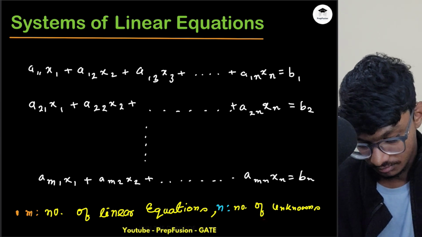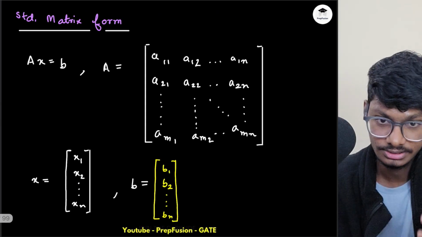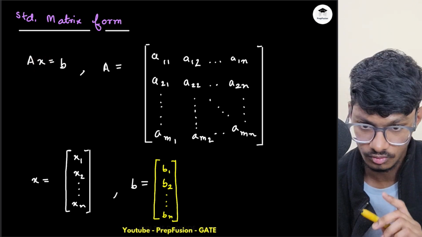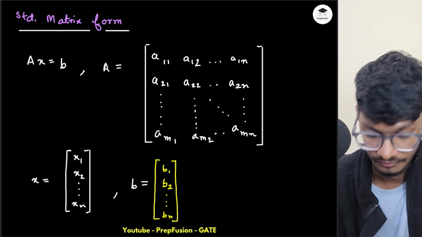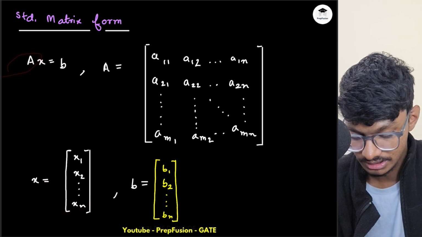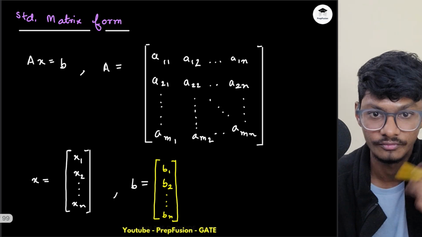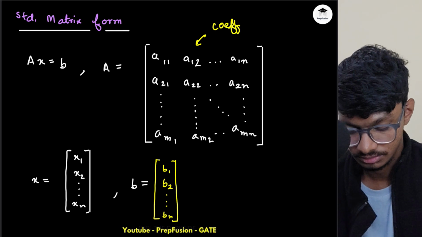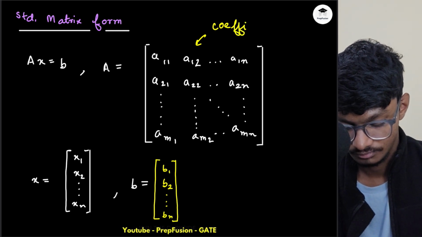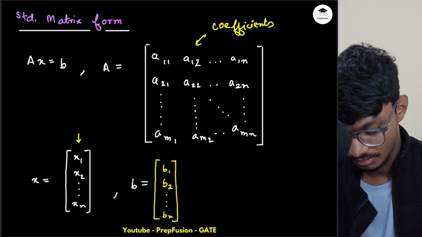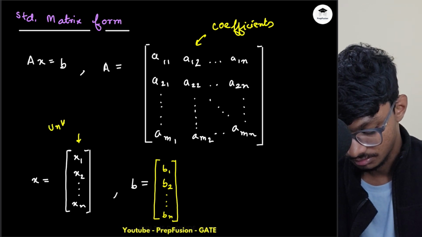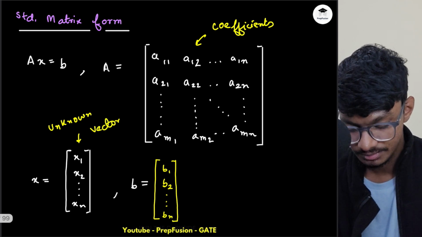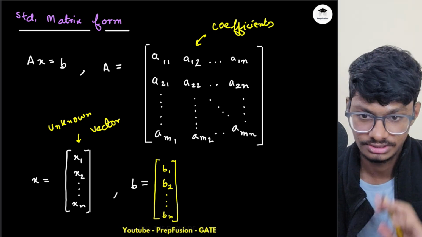Basically, now let's write the standard matrix format. Our equation in matrix format will look something like this, where x is the unknown vector of the unknowns. A is the matrix of the coefficients, the weightage, right? So these are the matrix of coefficients, and this is the unknown vector. And b is the right hand side vector, whatever is in the right hand side.